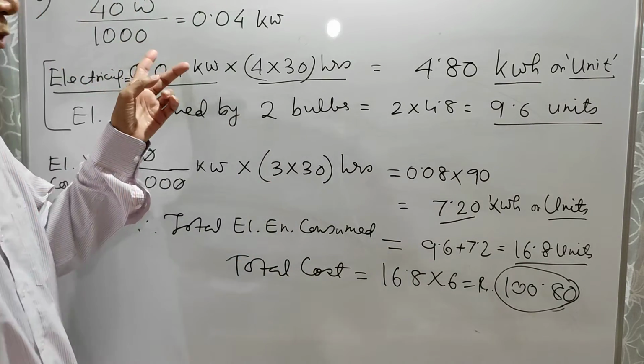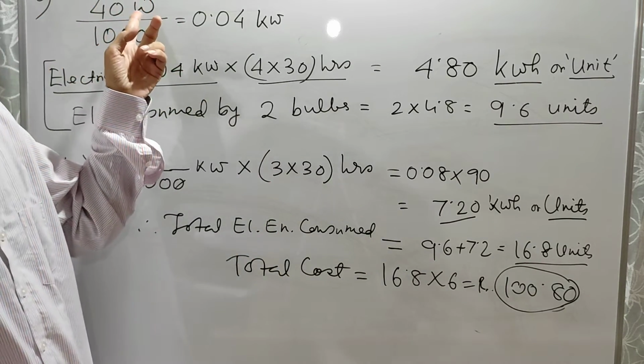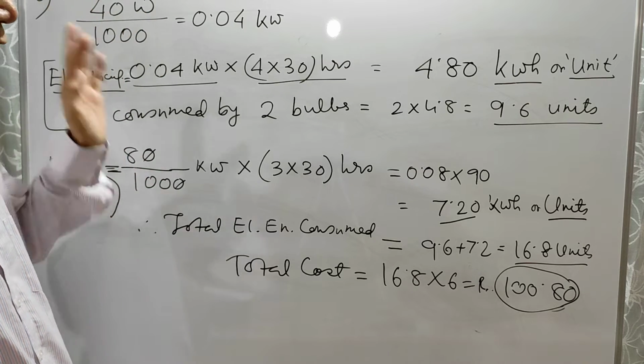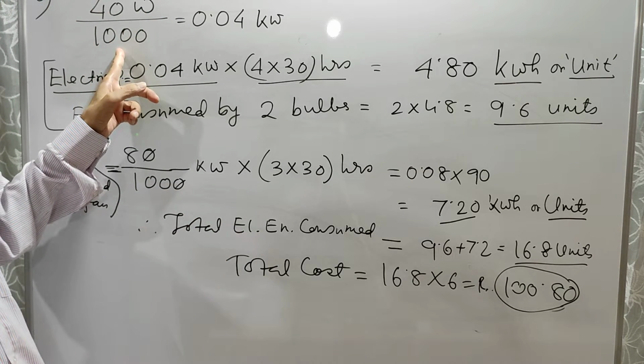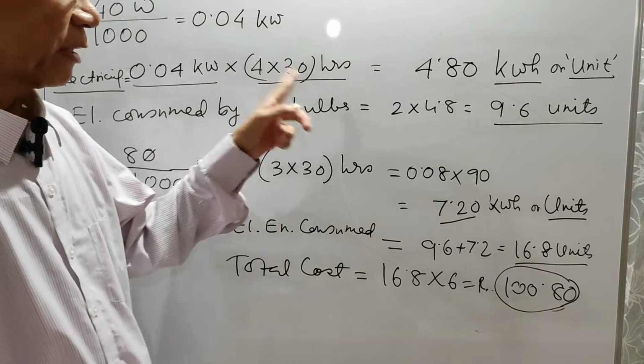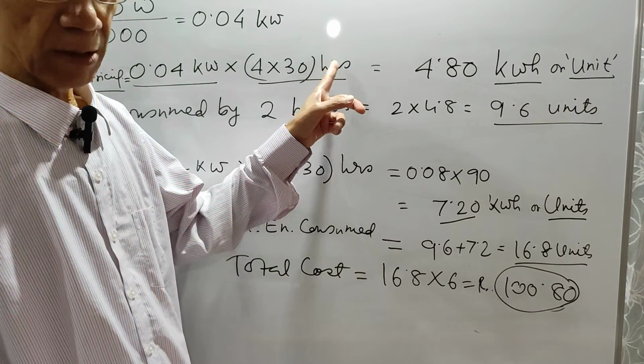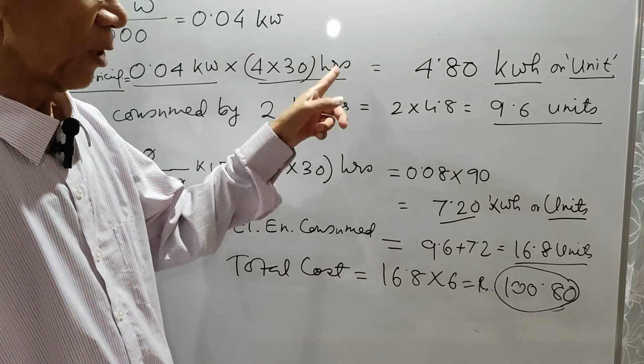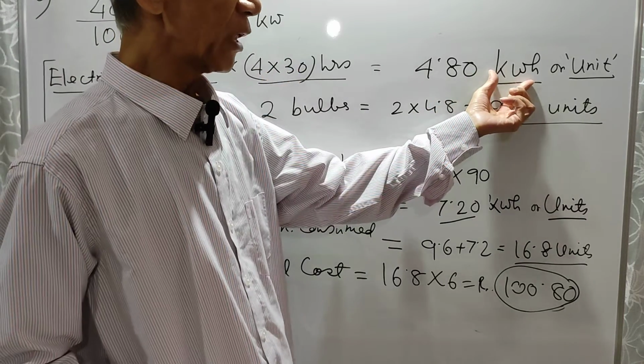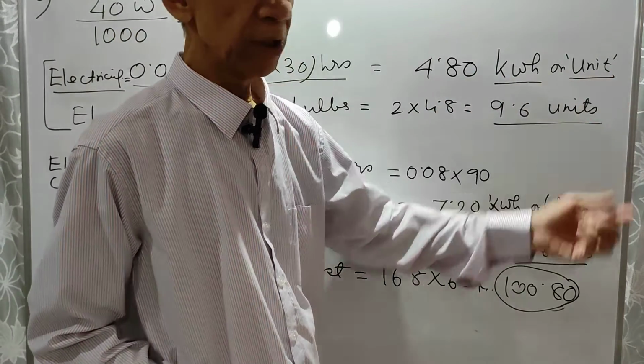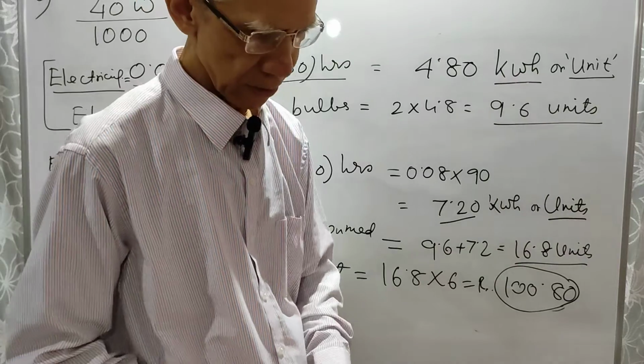First of all, the power will be given in watt. So you have to convert it to kilowatt by dividing by 1000. Then that kilowatt must be multiplied by the time. Time will always be in hours. So multiplying, you will get kilowatt hour, and kilowatt hour is called a unit. That is the commercial unit of electricity.